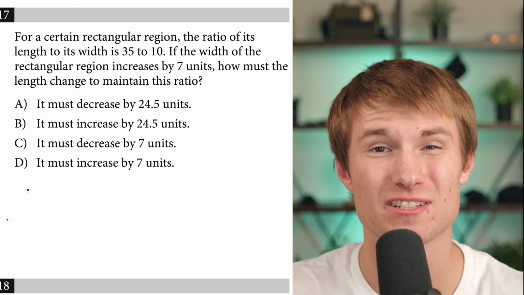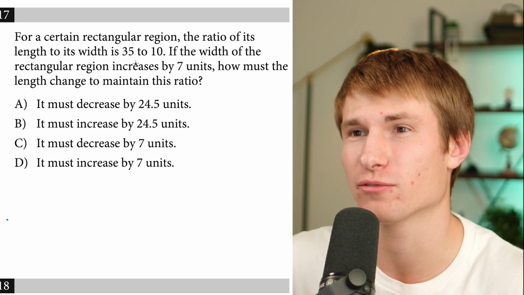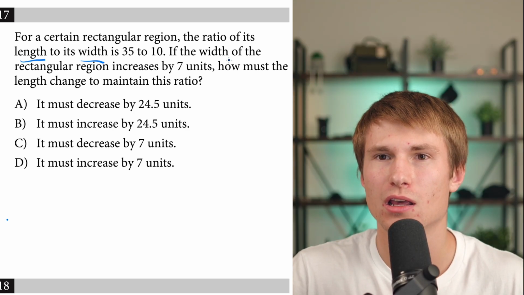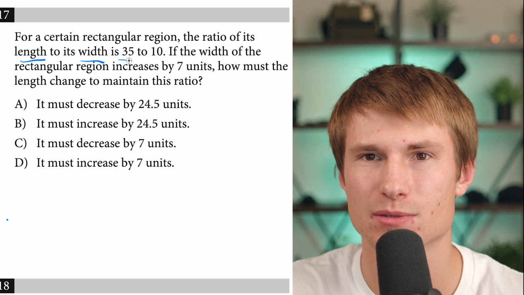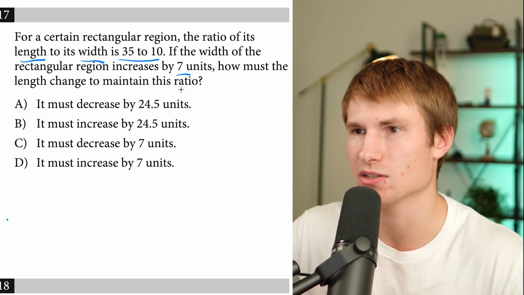Here's how to quickly answer this SAT math question using proportions. Question 17 states, for a certain rectangular region, the ratio of its length to its width is 35 to 10. If the width of the rectangular region increases by 7 units, how must the length change to maintain this ratio?